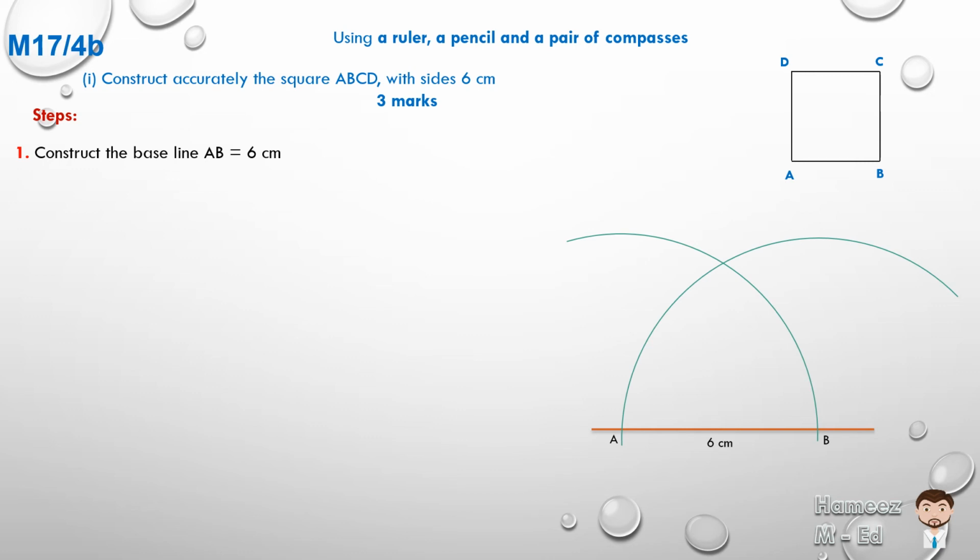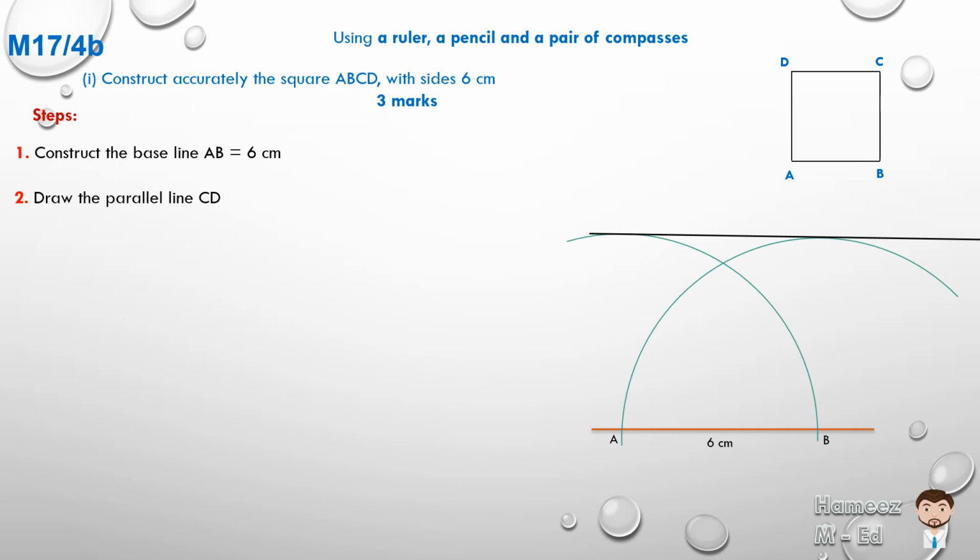We can now, if we want, construct 90-degree lines at A and at B, vertically upwards, and so on. But instead, we'll use a different method. So step 2, draw the parallel line CD. So how do we make parallel lines? Well, from A, we've made a long arc, and from B, we've made a long arc. So if we draw a line which is a tangent to both those arcs, that line means that they're parallel. So we've just drawn the two parallel lines.